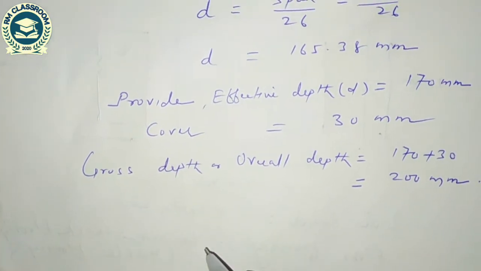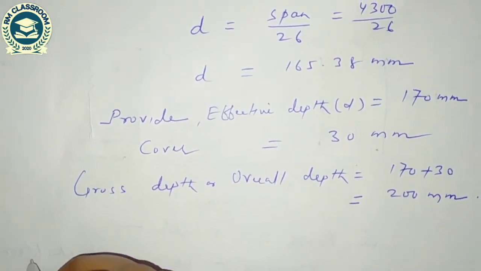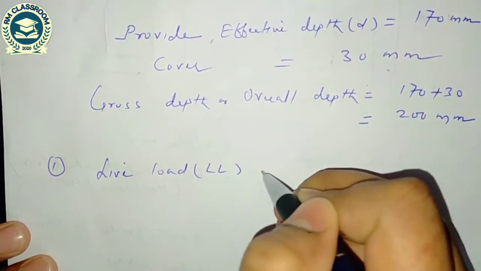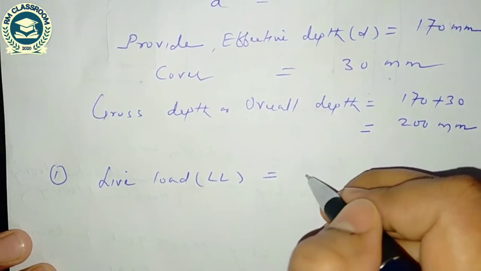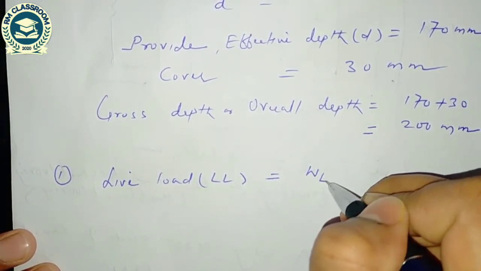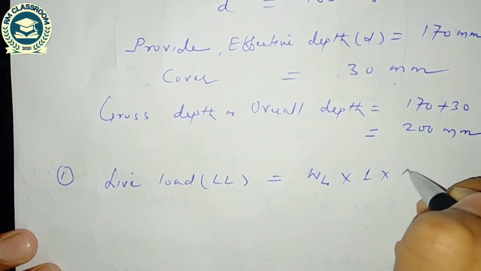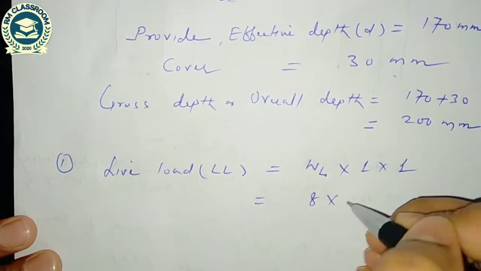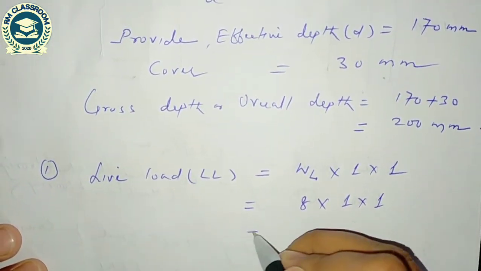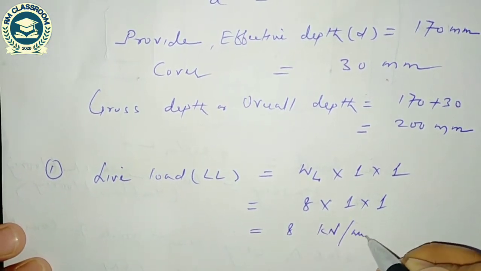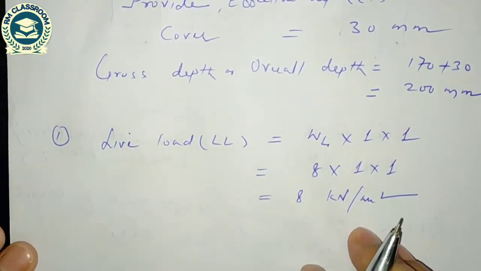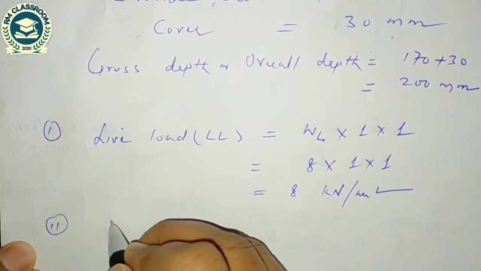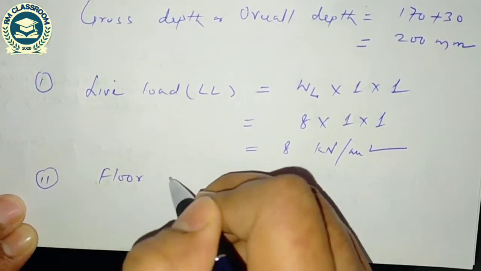With the help of this we can compute the live load. Live load is nothing but WL into 1 into 1, and live load is given as 8 kilonewton per meter square. So it is coming 8 kilonewton per meter square. Similarly, floor finishing can be computed.